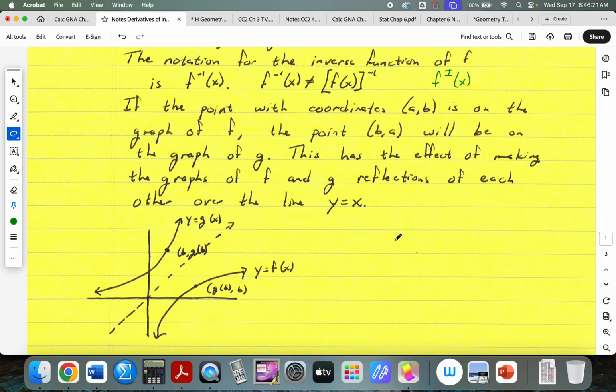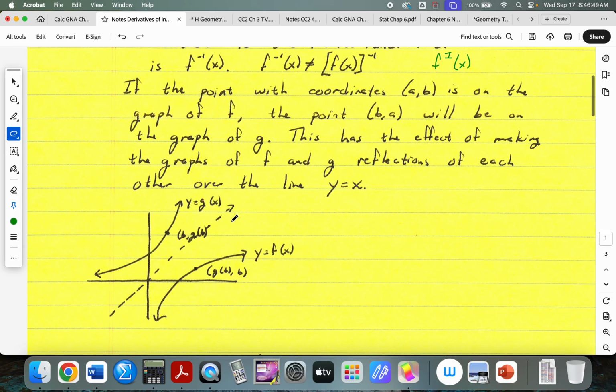So that has the effect of making the graphs of f and g reflections of one another over the line y equals x. So if this is one function and this is its inverse, you should be able to fold it along this dotted line, hold it up to the light, and the two should match up. Okay? Now, why is that important?